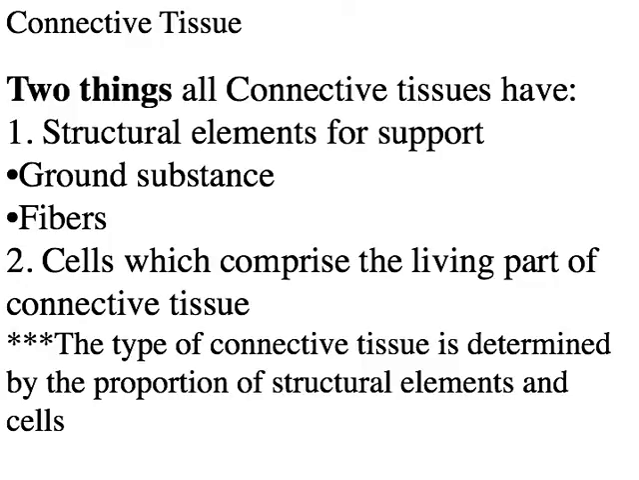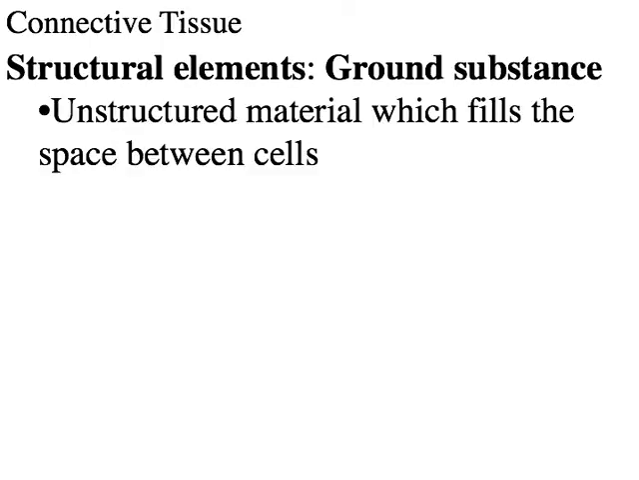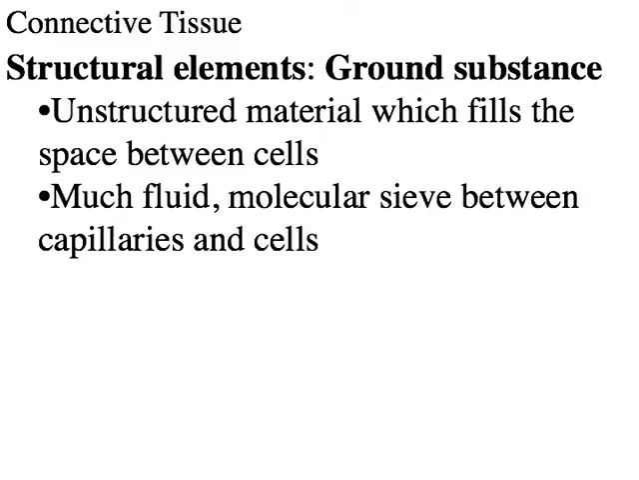So the type of connective tissue is going to be determined by the proportion of structural elements, that matrix, and the living cells. So let's take a look at the structural elements, that matrix. There's the ground substance. There's an unstructured material which fills the space between the cells. There's fluid here. It acts as a molecular sieve between capillaries and cells. Let me explain what this means.